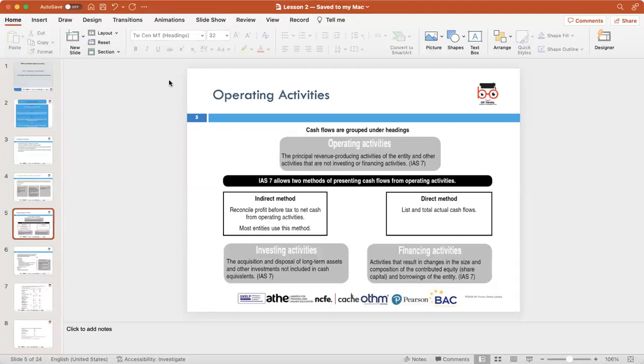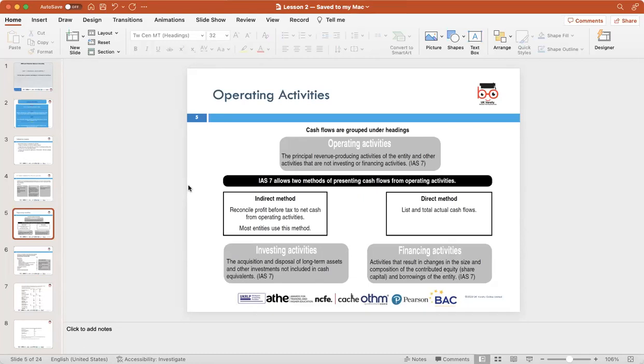Can anyone explain operating activities? Okay, so these are the principal revenue-producing activities of the entity and other activities that are not investing or financing activities. These are the day-to-day money movements related to the company's core business operations. For example, if your company receives cash from selling products, that's a positive cash flow from operating activities.